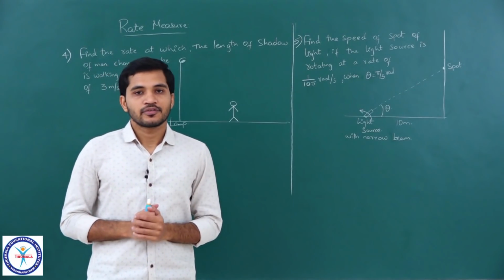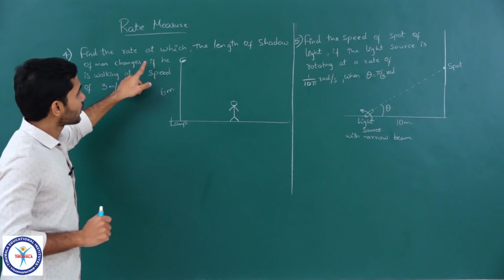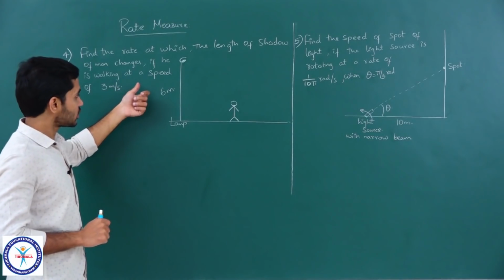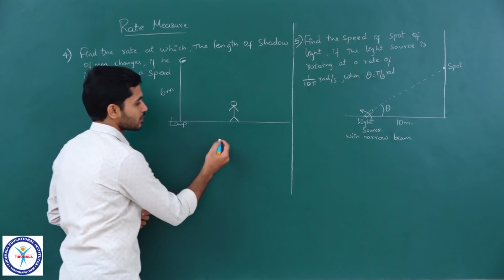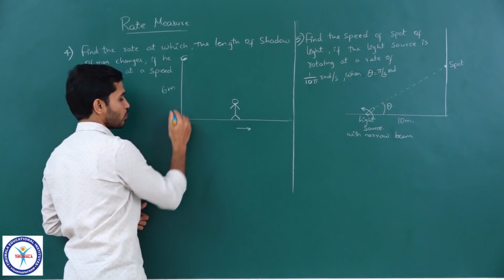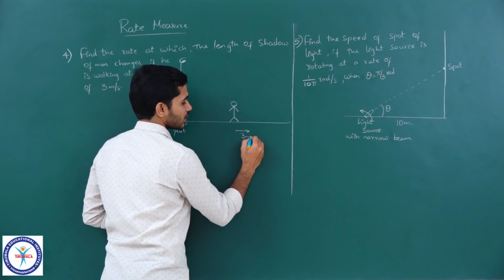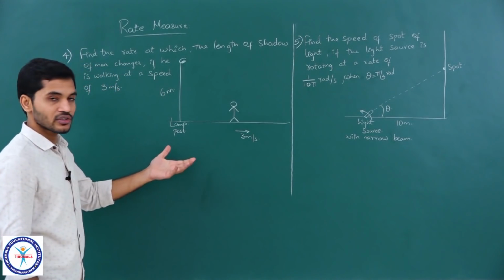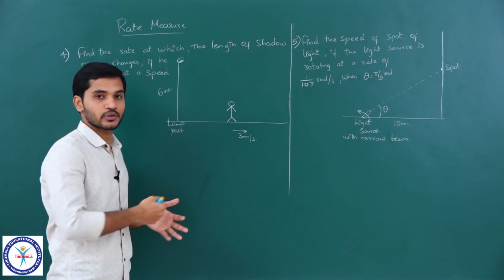So students, let us see a few more questions. Here we are asked to find the rate at which the length of the shadow of a man changes if he is walking at a speed of 3 meters per second. So this man is walking, let us say, in this direction away from the lamp post. This is the lamp post, and from here he is walking away at a speed of 3 meters per second. Clear? And as a result of that, we need to find out the rate at which the length of his shadow is changing.